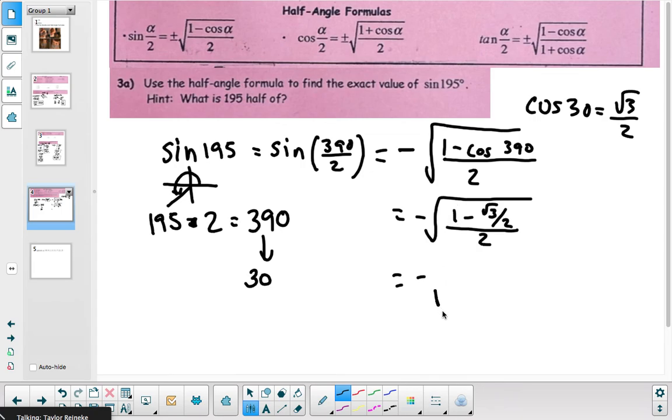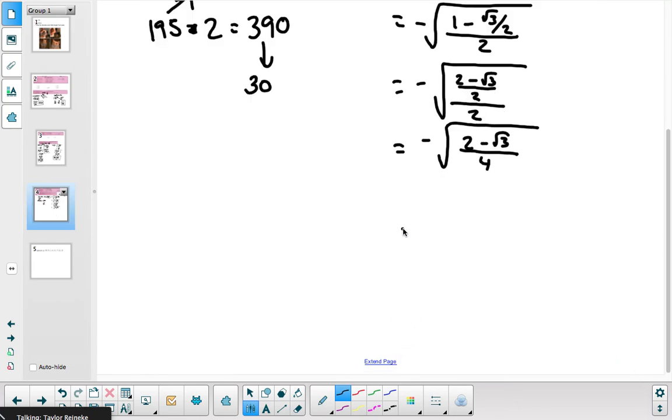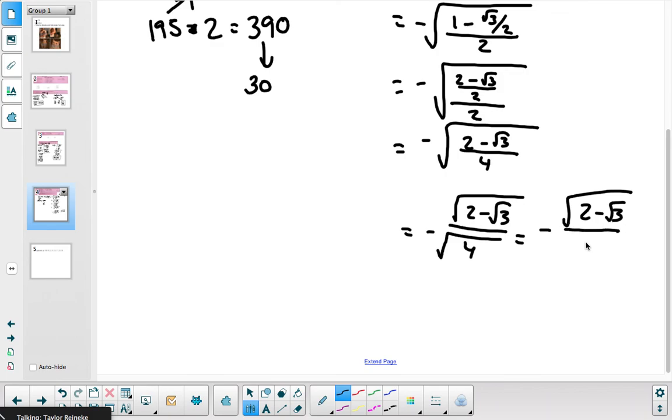This is negative square root of 2 minus root 3 over 2, all over 2. This is the same thing as multiplying by a half, so you get negative square root of 2 minus root 3 over 4, which is a perfect square. Ooh, nice. The little things in life. So I'm going to rewrite this like so. And we know the square root of 4. Yay. Over 2.